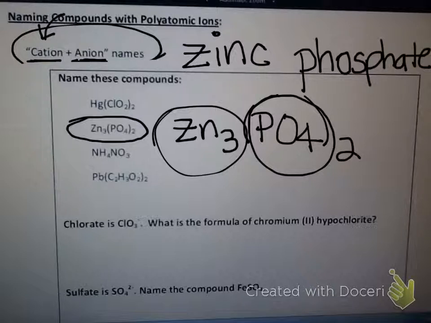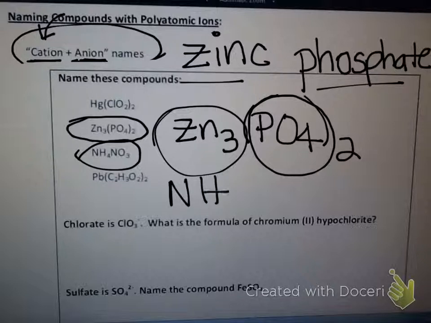So the name of this compound is the cation, zinc, and phosphate, the anion, zinc phosphate. Alright, let's do NH4NO3. Okay, so is this an ionic compound? That's the first question you should always ask. The answer here is yes.